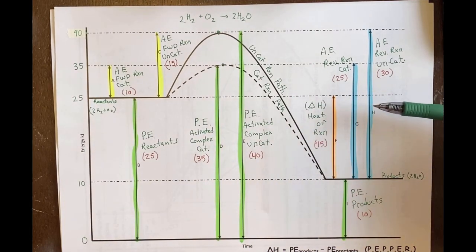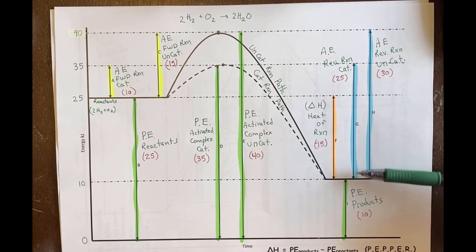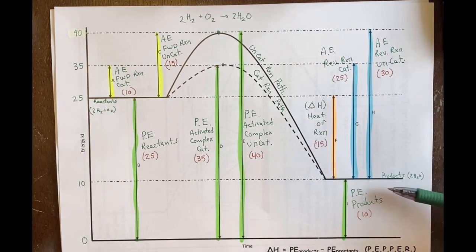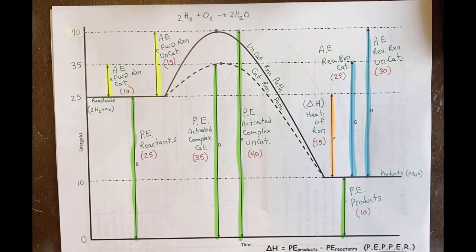The reverse catalyzed would be the difference between 35 and 10, which would be 25. This one would be 40 and 10, which would be 30. And this one would be from 10 to 0, which would be 10. So that's where the numbers come in. They can be represented both ways. This is what an exothermic reaction looks like.